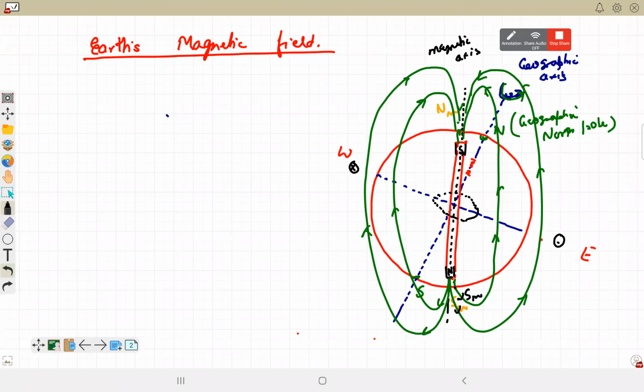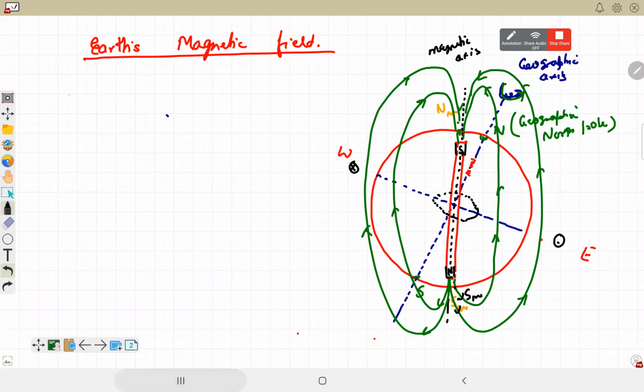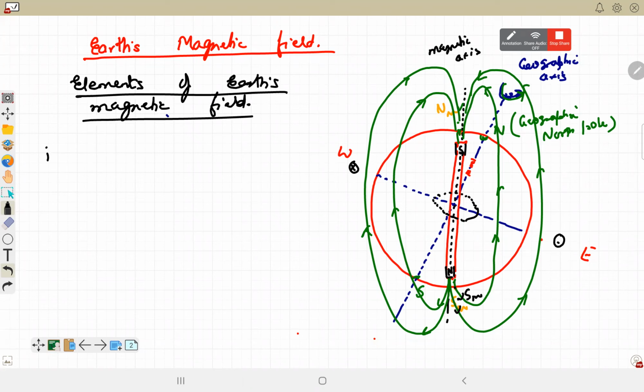What are those three components? Three elements of Earth's magnetic field. पहला एलिमेंट है एंगल ऑफ डिक्लिनेशन, which is required for the exact information of the direction.